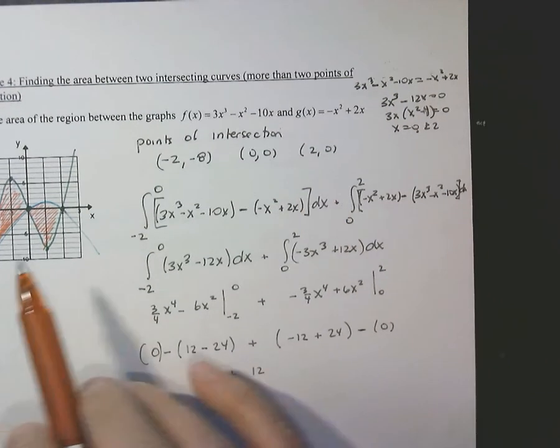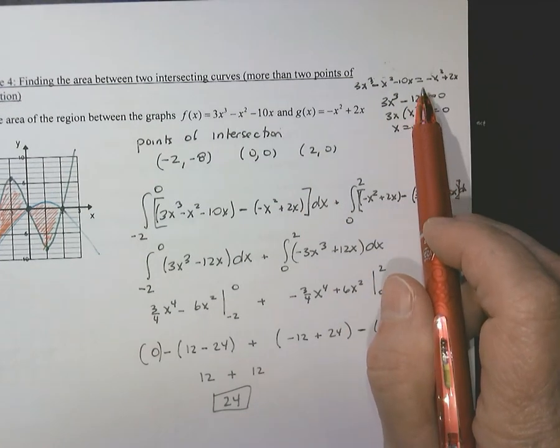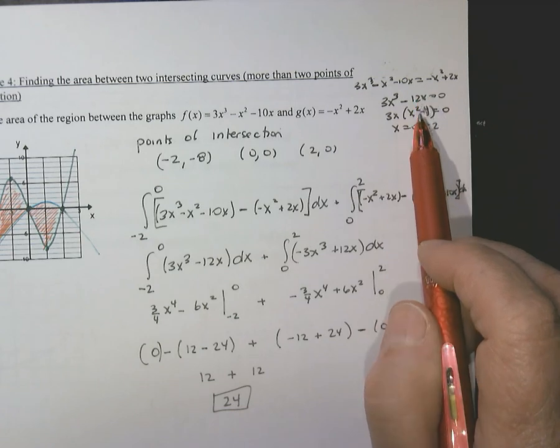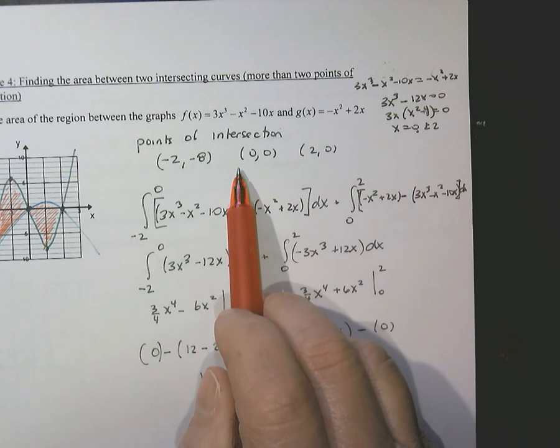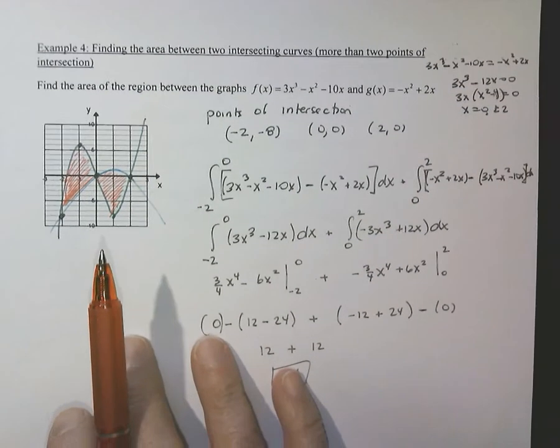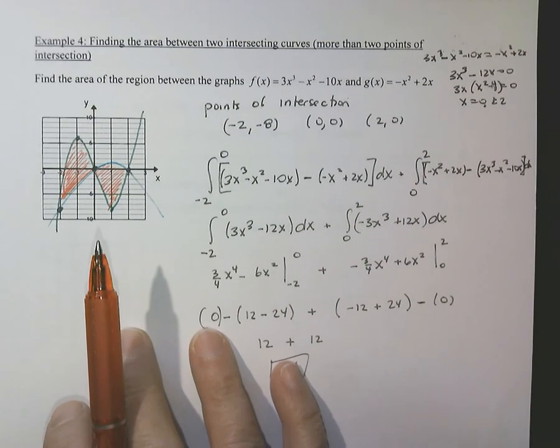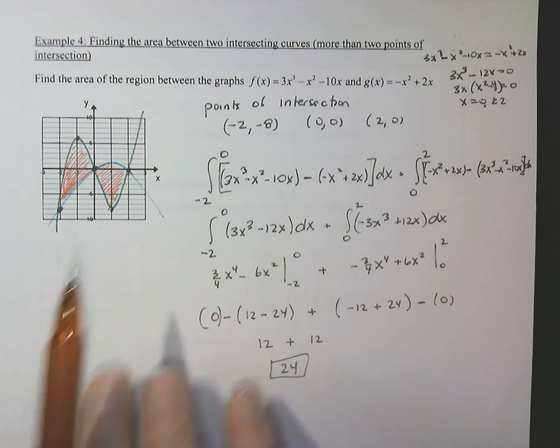To find the points of intersection, I once again set them equal to each other, but it's not always so simple as this. This actually came out to be a very simple problem, and I was able to find my points of intersection, but sometimes it's not that quick and easy. You need a calculator to do it, or a little bit more advanced knowledge in algebra.